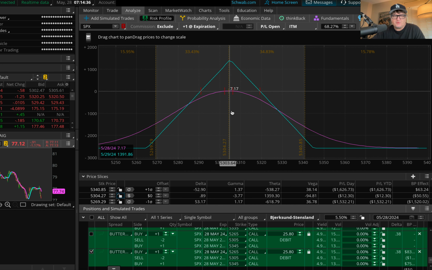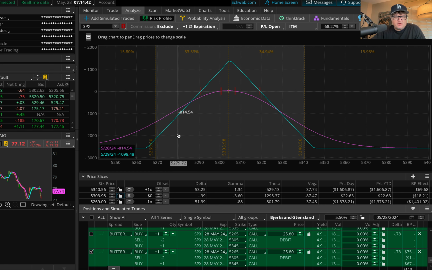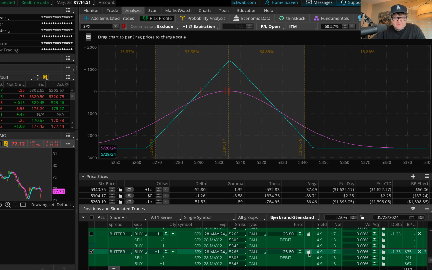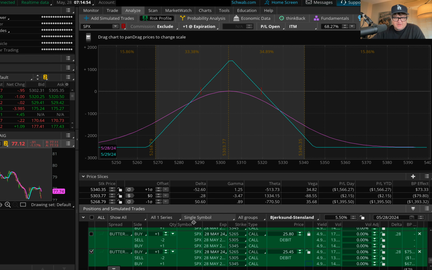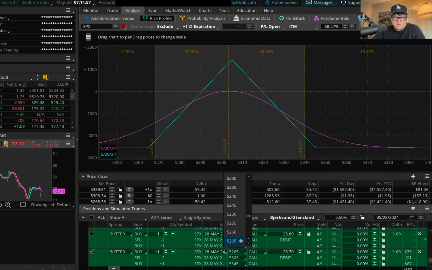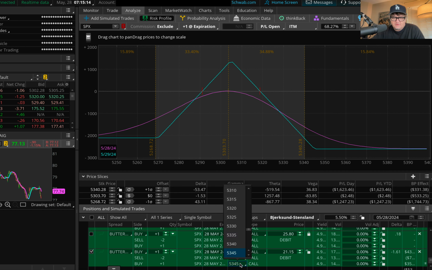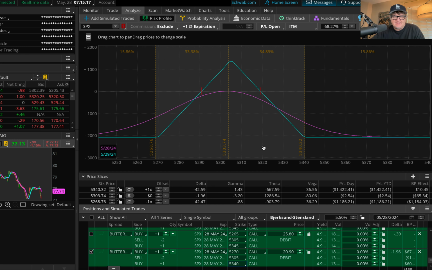This brown line is right where the price is currently trading. These are the one standard deviation. So this is saying we want to set this next one. This will be the Rob versions. Analyze trade. So let's say the lower wing will be set to 5270. That's one standard deviation right there. That's where it's closest to, 5268, so that's 5270. And then an at the money. And then the upper wing will be one standard deviation, which is 5340. So there is that.